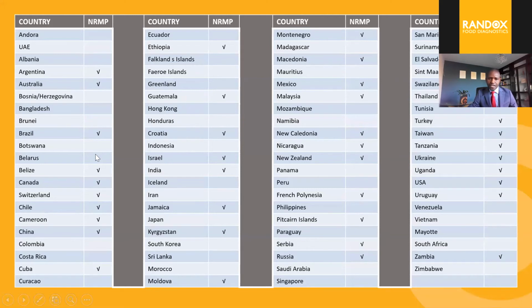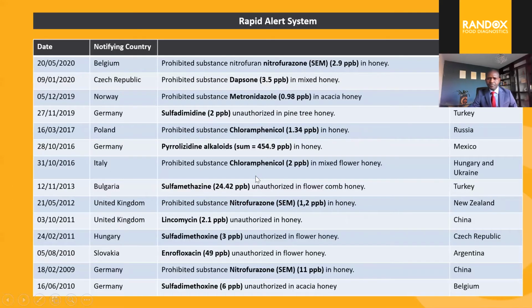So the countries with the tick here are actually on the 3rd country list for honey exports to the EU. For example, certain things that happened within the EU, what they call the rapid alert system, lists incidents of honey being either rejected or some alerts regarding issues that have to do with honey.